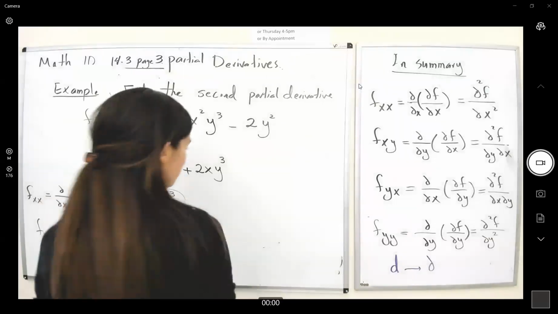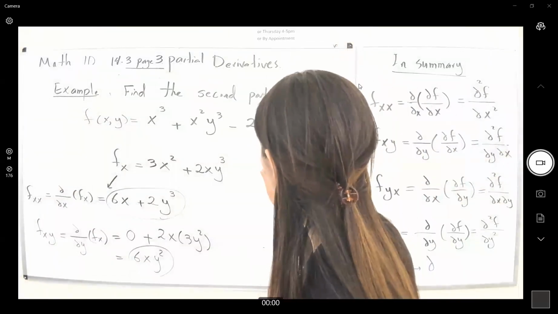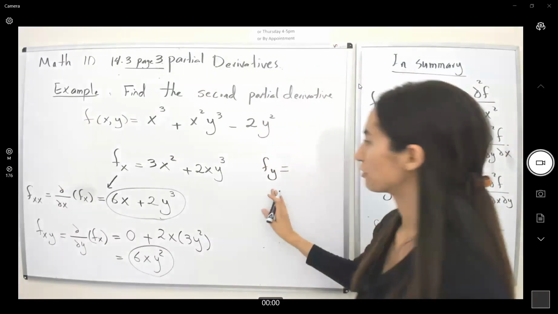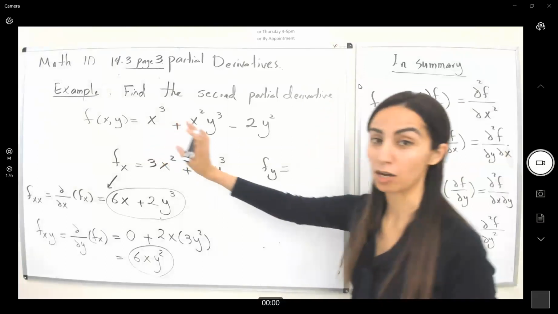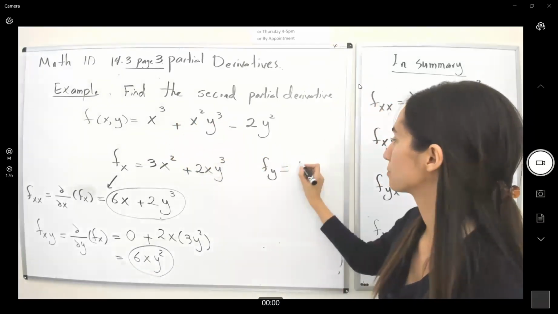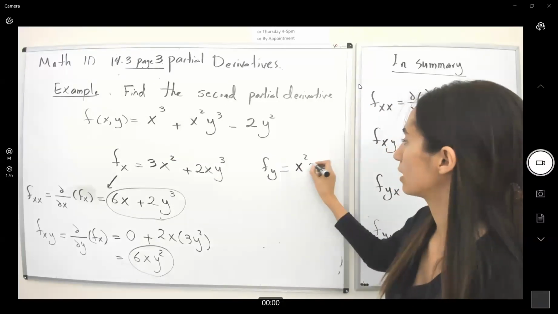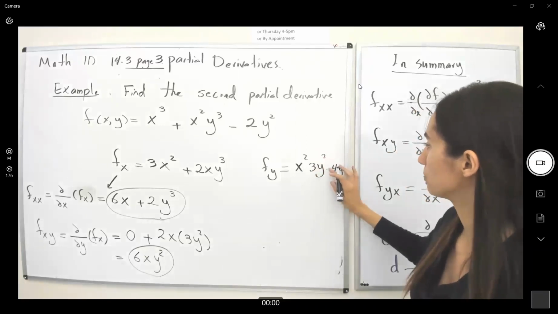Very well. How about f of y? F of y, we take the first partial derivative of the function with respect to y. It means that your x is a constant. You get 0 plus x squared 3y squared minus 4y.